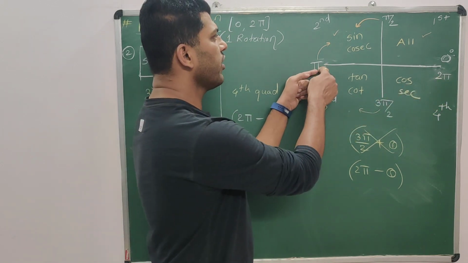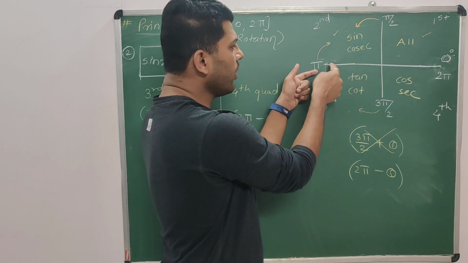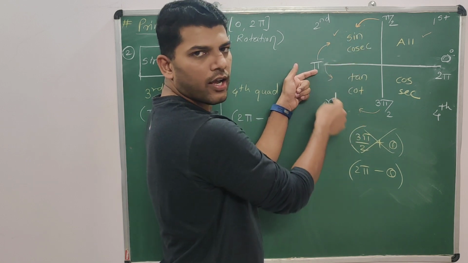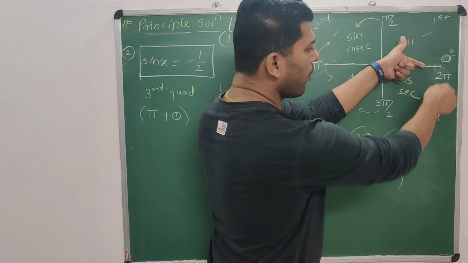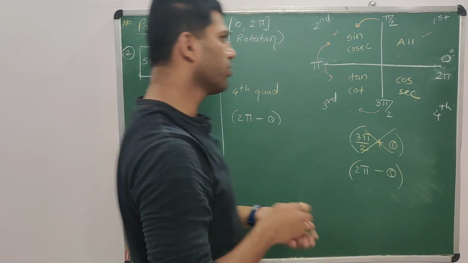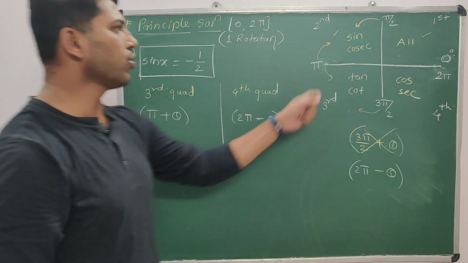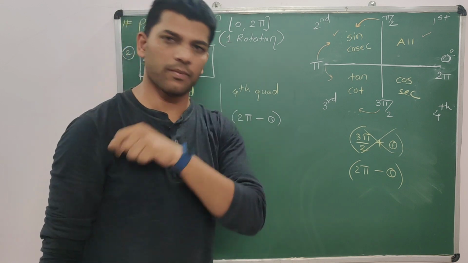Okay, tell me, how to enter into the second quadrant? Pi minus theta. How to enter into the third quadrant? Pi plus theta. How to enter into the fourth quadrant? 2 pi minus theta. Right? And first quadrant we know the values. So it's very simple: use only pi and 2 pi to find principal solutions.